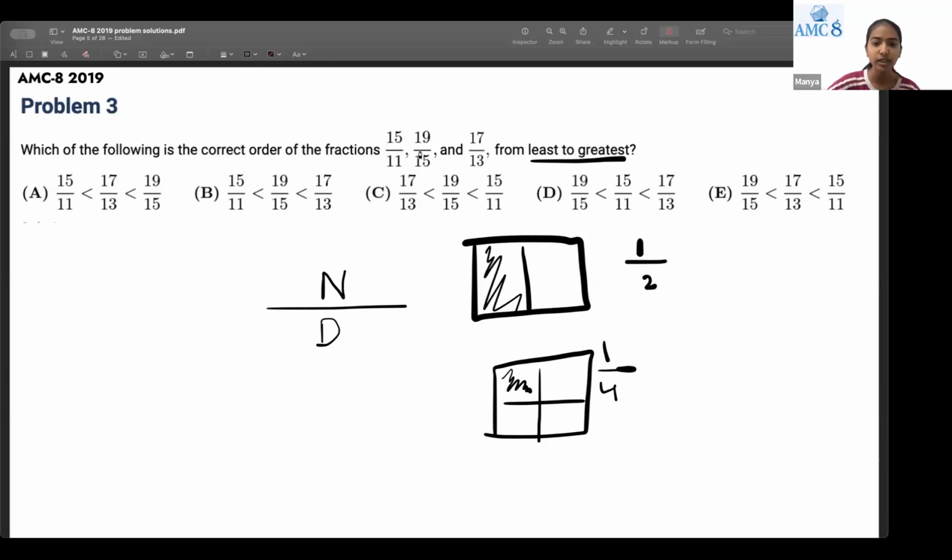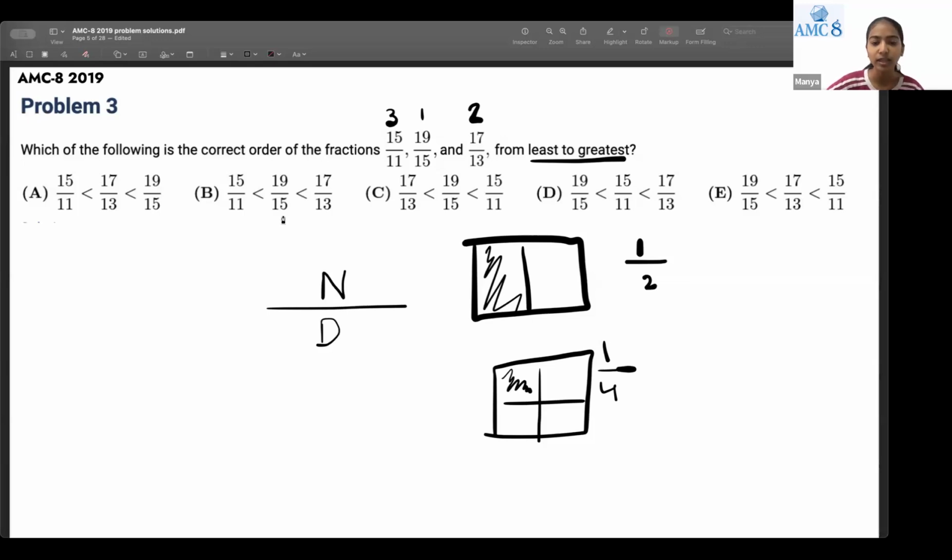So how would we arrange these from least to greatest? We know that 15 over 11 is the greatest because once again, the smaller the denominator is, the larger the pieces will be. So that is the greatest. We need to arrange this from least to greatest. So 19 over 15 will be the least, and then 17 over 13 will be the middle one, and then 15 over 11 will be the greatest. And so that's from least to greatest. So then it's 19 over 15, and then 17 over 13, and then 15 over 11.